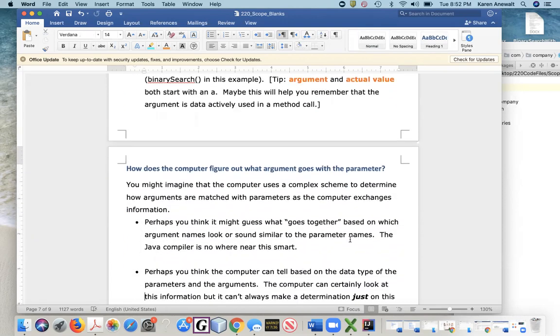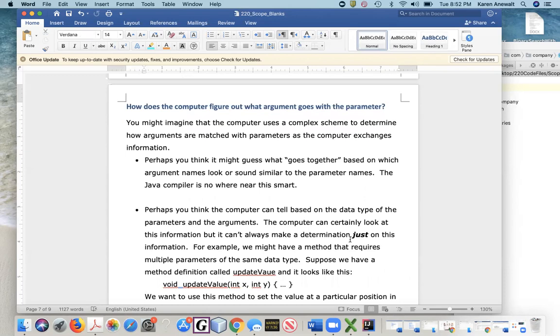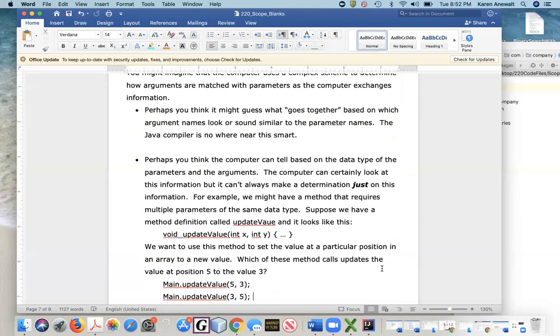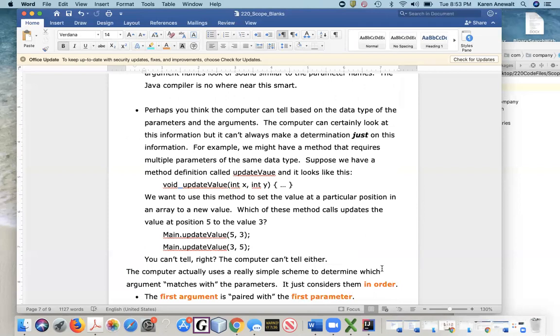So you might be wondering, how does the computer figure out which argument goes with which parameter value? You might imagine that it does something really complicated and sophisticated to match up the arguments that best match with the individual parameter values. But there's much less sophistication in the decision than you probably expect. You might think that the computer can tell based on the data type of the parameters. The computer is just looking at the information as a sequence of zeros and ones. It can't really figure out which individual integer value has which kind of abstract meaning.